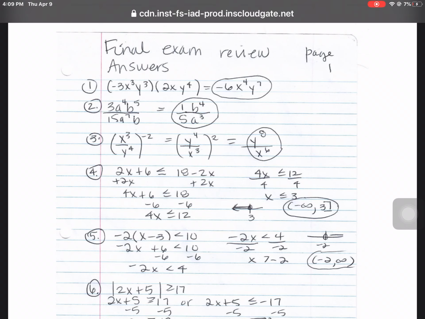On number 2, reduce 3/15. 3 goes into both of those. And then on the letters, you subtract exponents. If there's 7 on bottom and 4 on top, that leaves 3 on bottom. For the B's, there's 5 on top and 1 on bottom. 5 minus 1 leaves 4.